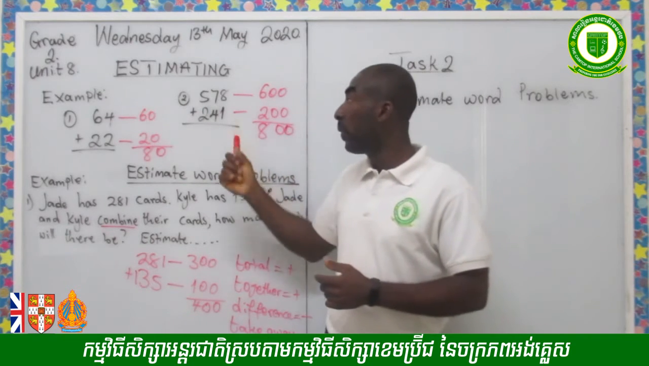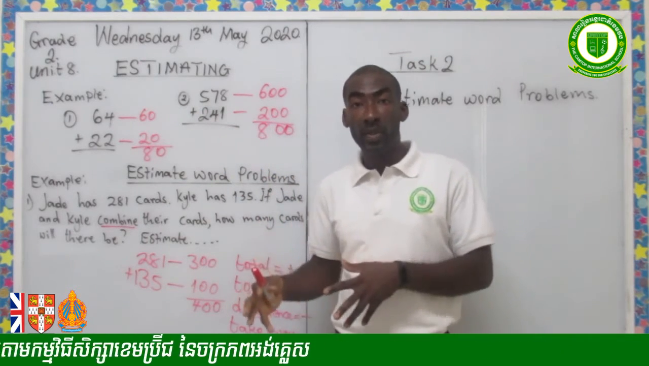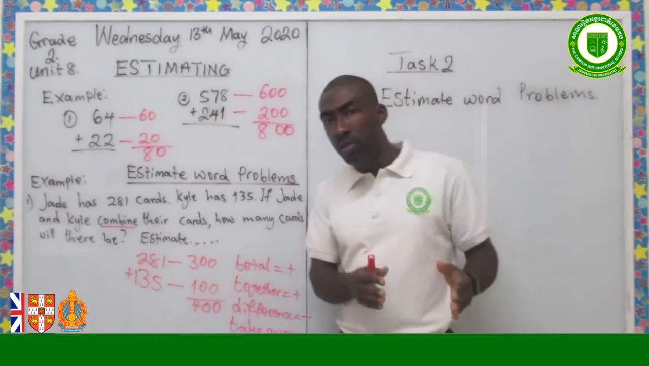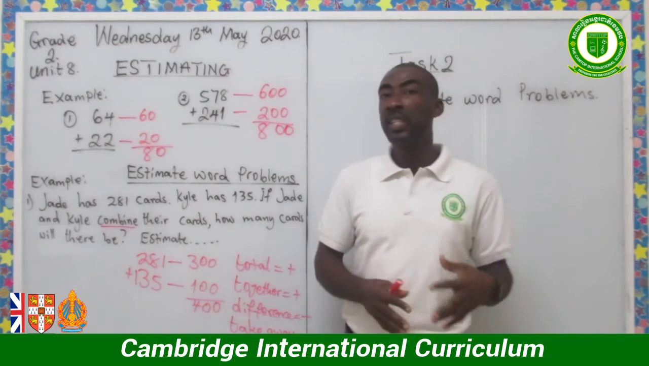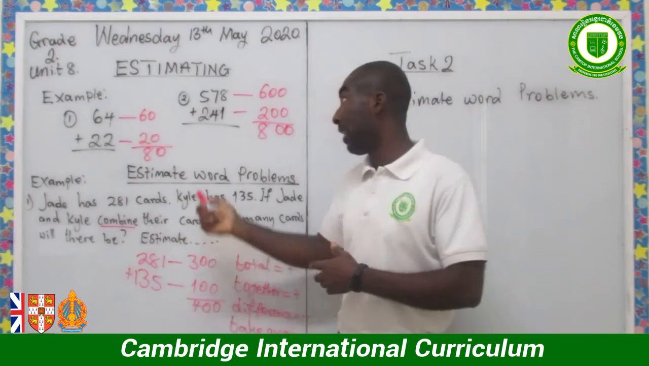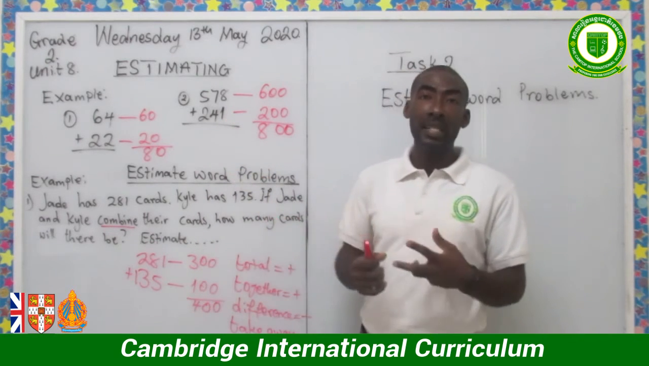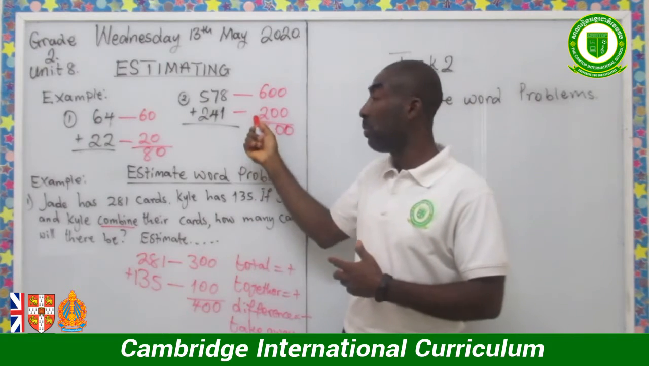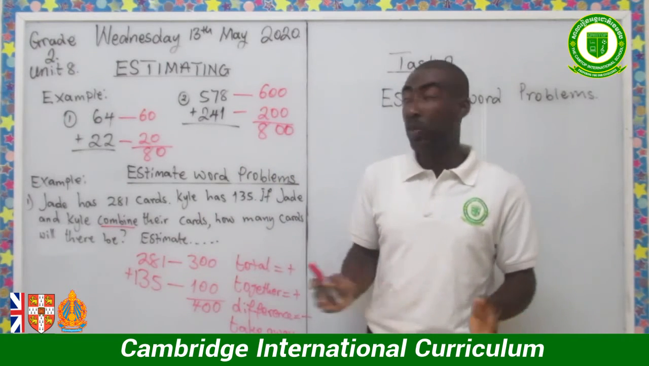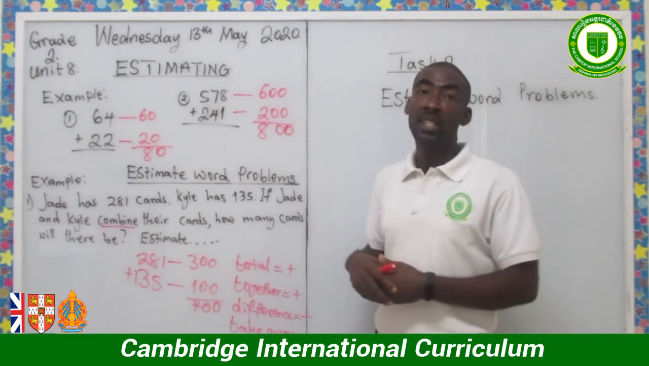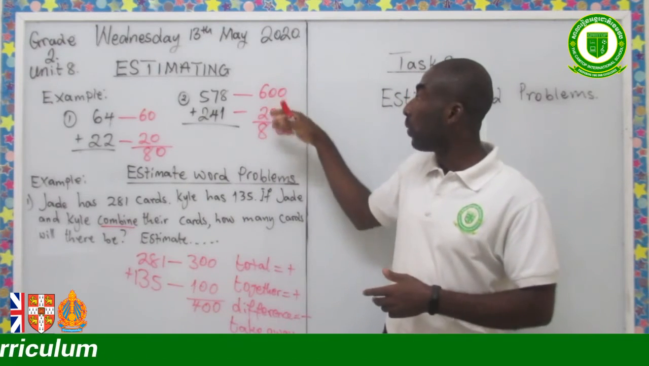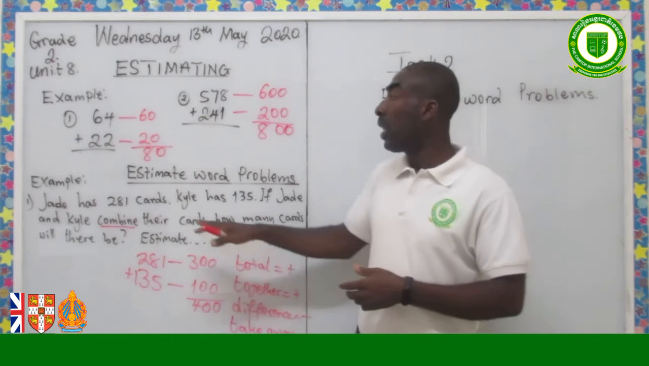The same way, if you look at 241, it is very close in counting to 200, more than to 300. So you cannot estimate this as 300, but you can estimate it as 200 because it is very close to 200. Then you can find your total when you add the 2.